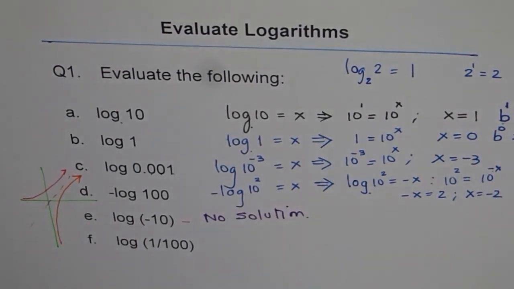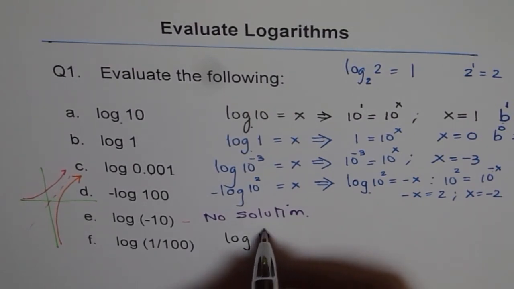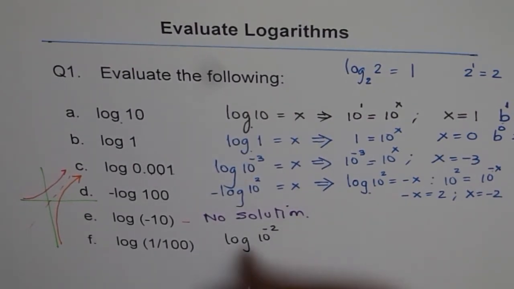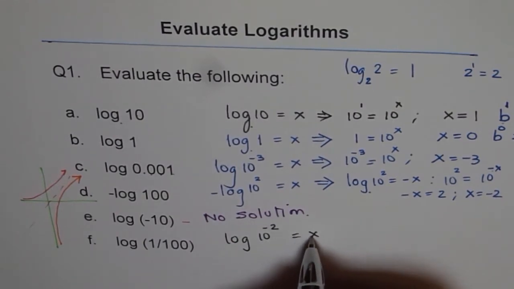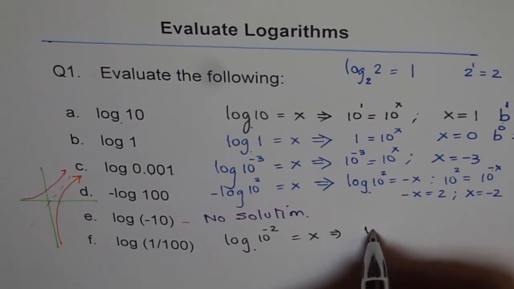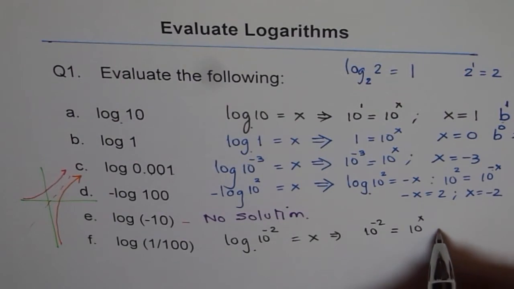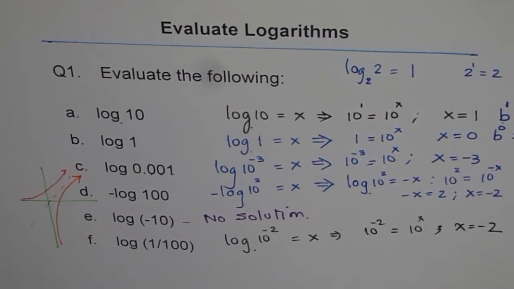How about this? Log of 1 over 100. Now log of 1 over 100 can be written as log of 10 to the power of minus 2, correct? Well, let it be equal to x. We'll follow the same policy and say 10 to the power of x equals 10 to the power of minus 2, right? If we compare the exponents, then we get our result, that x is equal to minus 2. And this is how we are going to solve or evaluate logarithms.